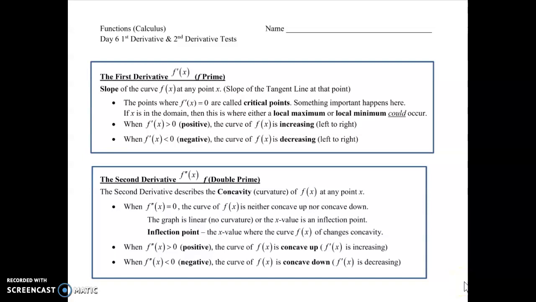Welcome to Functions, Day 6. Today we're going to look at first and second derivative tests for functions.